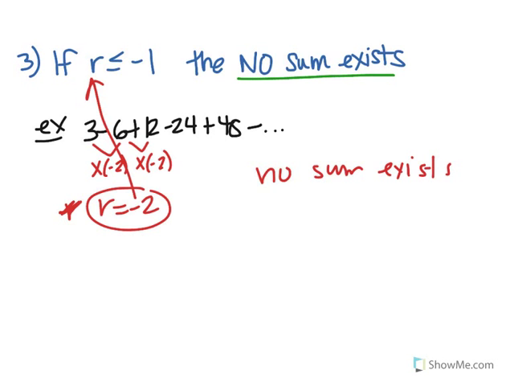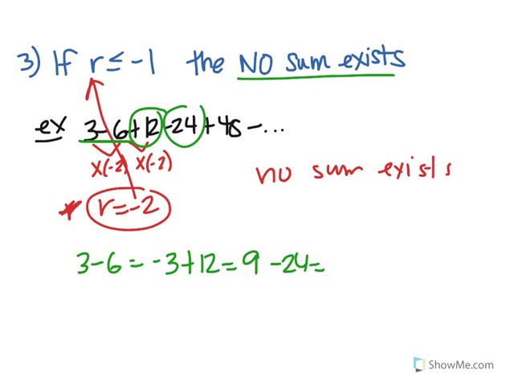I'm going to start by adding the first two, the 3 minus the 6. If I add those together, I get negative 3. Then I'm going to add the next term, 12, and I end up getting 9. Then I add the next term, which is negative 24, so my sum ends up being negative 15. Then I add the next term, 48, so my new sum is now positive 33.